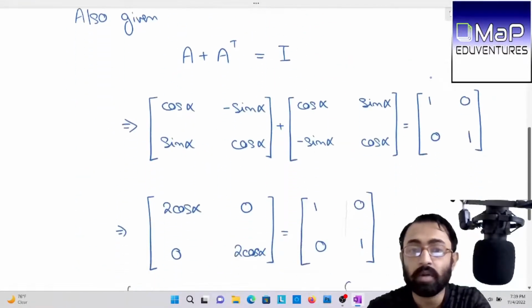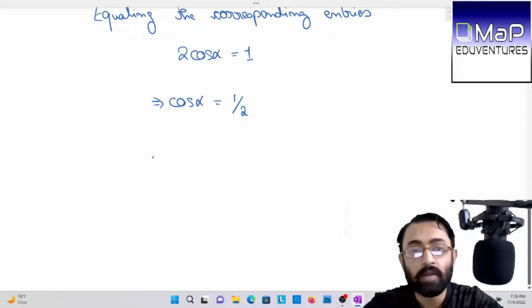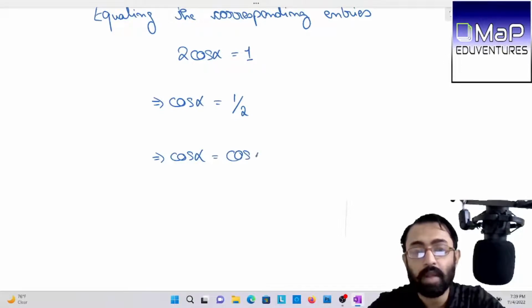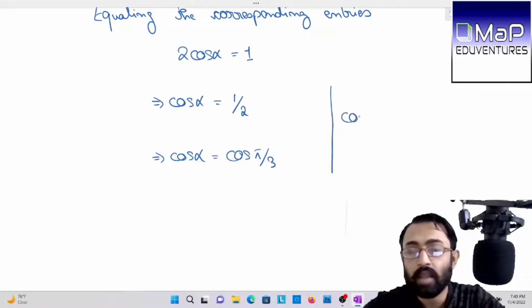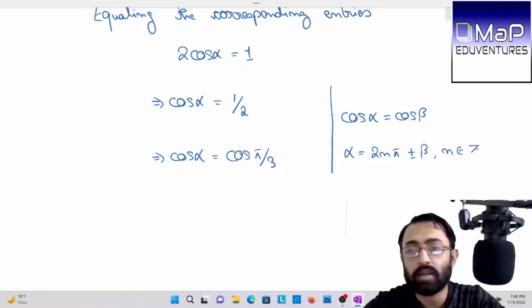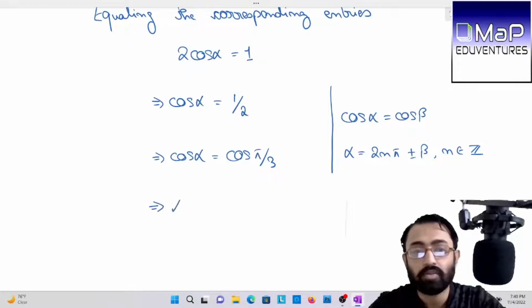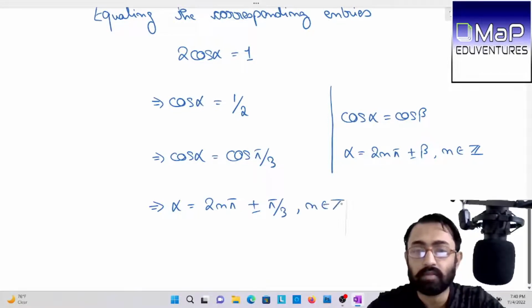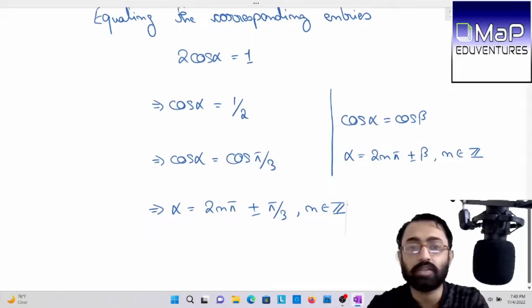Now, we were asked to find the general solution of alpha. For the general solution, first of all we have to write cos alpha equals cos pi by 3. Now we know that if cos alpha is equal to cos beta, then alpha is equal to twice n pi plus minus beta where n belongs to Z. Okay, so this will be our final answer. So alpha will be equal to twice n pi plus minus pi by 3 where n belongs to Z. That's it, for 1 mark this is our general solution.